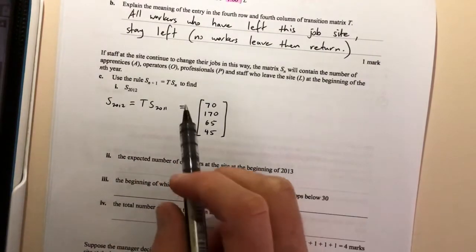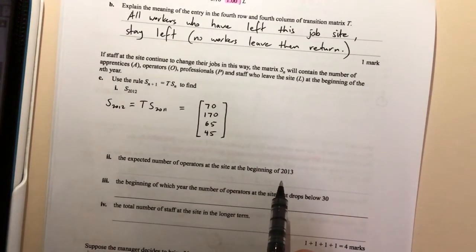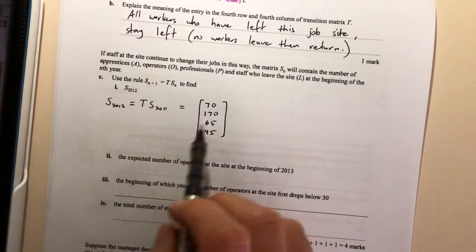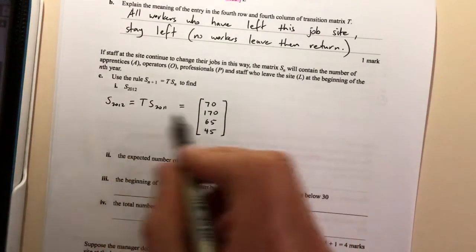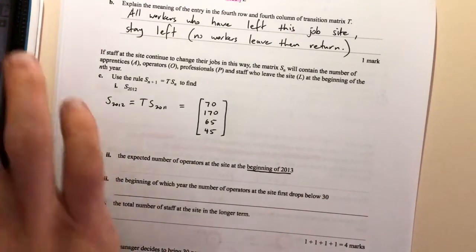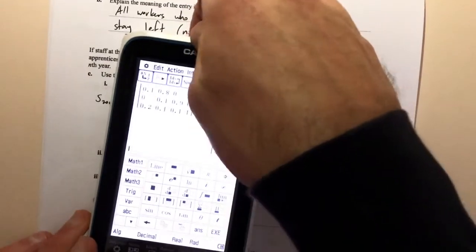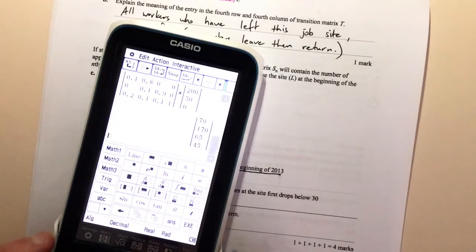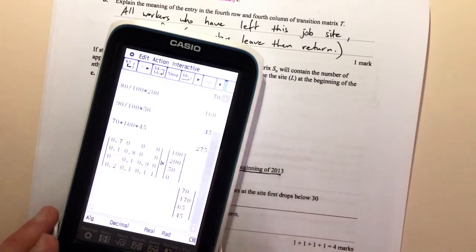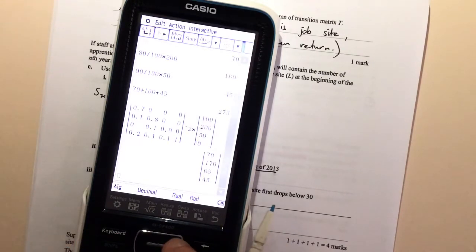Okay, so it says, find the expected number of operators at this site at the beginning of 2013. Okay, so this was the beginning of 2012, this matrix here. So for the beginning of 2013, we actually need to go one more step in the transition matrix, which means we can just multiply by the transition matrix again. A bit of a shortcut would be to go back to this previous calculation and put a power of 2 on it, because that does the same job of multiplying the original matrix by the transition matrix twice.